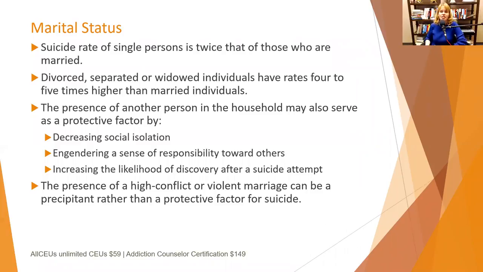The presence of another person in the household also may serve as a protective factor by decreasing social isolation, engendering a sense of responsibility towards others, and increasing the likelihood of discovery after a suicide attempt. So if somebody slits their wrists or overdoses, they may be found in time to be rescued and revived. So encouraging people not to be alone when at all possible. The presence of a high conflict or violent marriage can be a precipitant rather than a protective factor of suicide. That's not a shock.